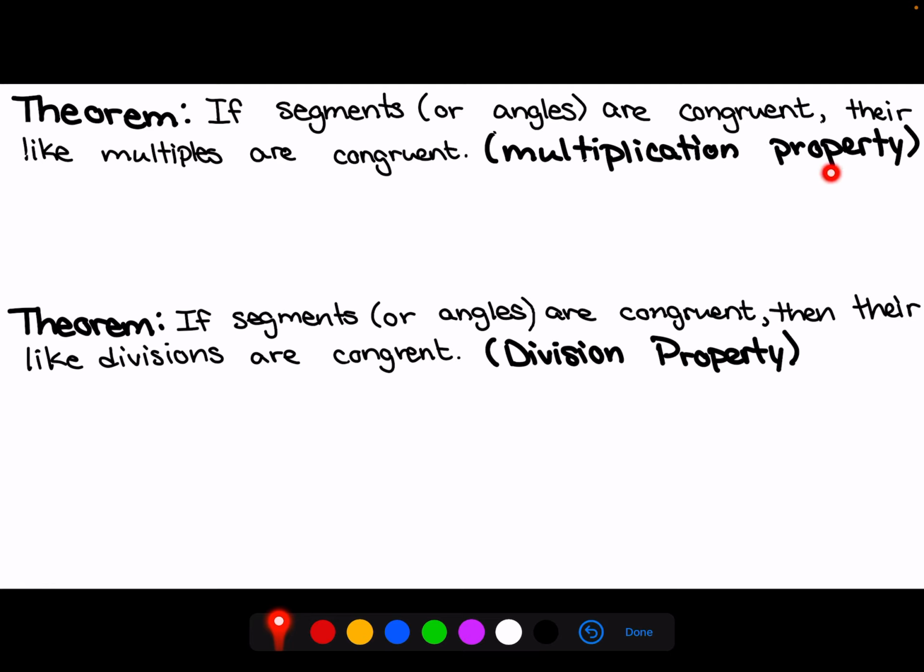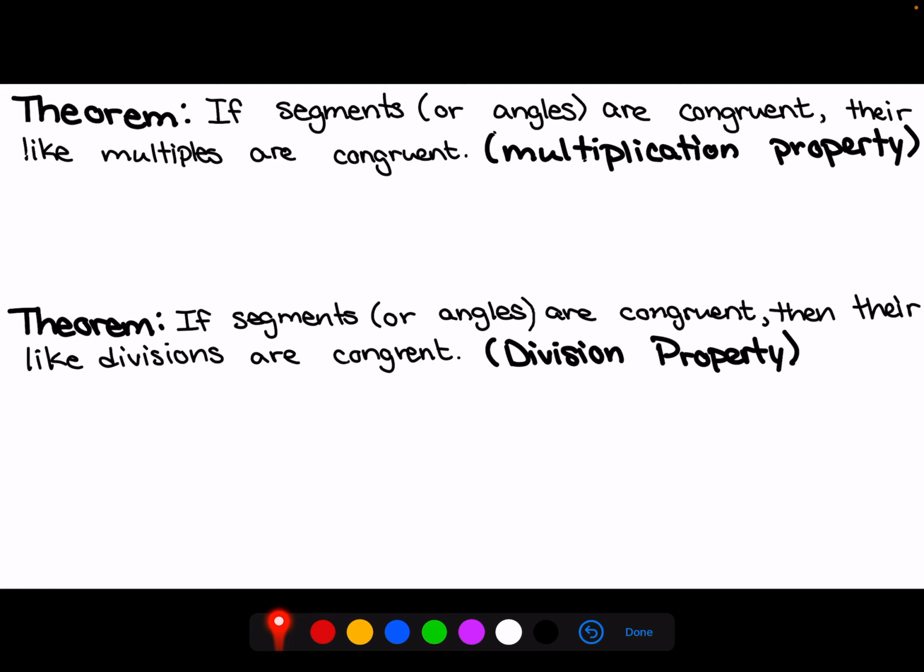That's the multiplication property. And on the next slide, I'm going to give you some tips on how to determine which one we're going to use, whether it be multiplication or division, which is why I want you to have a little bit of space here. The second theorem, if segments or angles are congruent, then their like divisions are congruent. So again, these are pretty much the same exact theorem. We're just changing the word multiples and divisions. Other than that, they're the same thing.